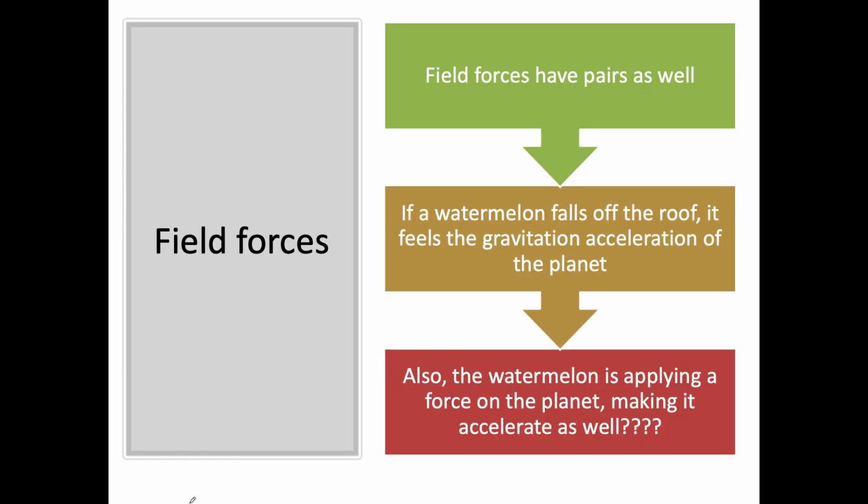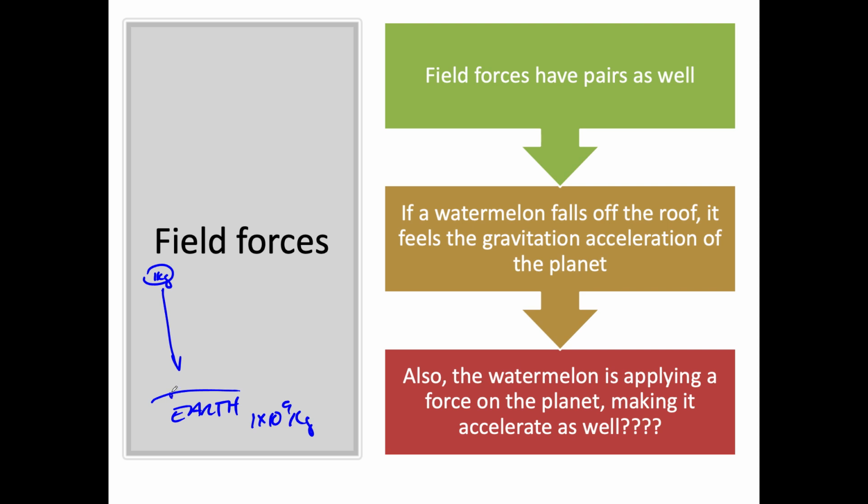Now we have field forces. Field forces are paired well. So we're talking about gravity, electricity. Gravity, if you have the Earth, and you got a watermelon. Watermelon is 1 kilogram. The Earth is 1 times 10 to the 9th kilograms. You drop the watermelon off the roof, it's going to feel the pull of the Earth down.